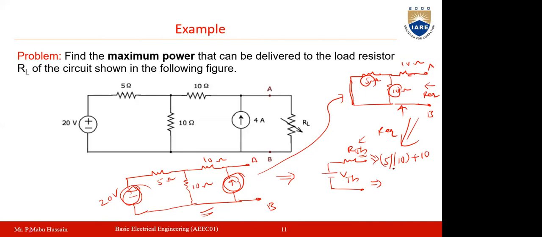Now the parallel combination of these two, how you can write: 5 into 10 by 5 plus 10, plus 10. So 5 into 10, 50 by 15, plus 10 you will get. So now this can be written as 50 plus 150 by 15. So this will be 200 by 15 you are getting here.